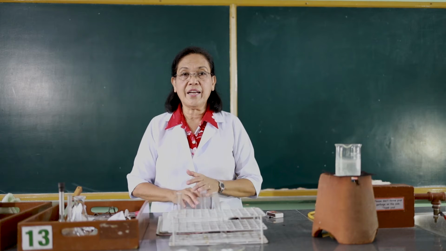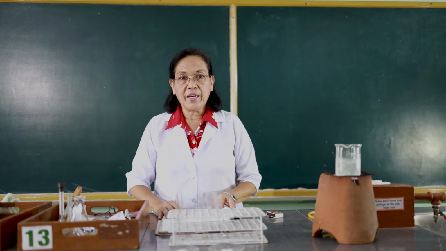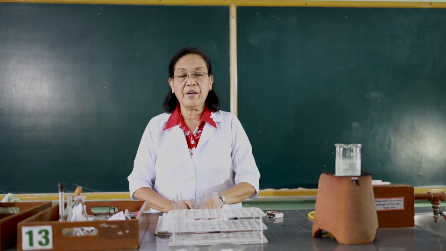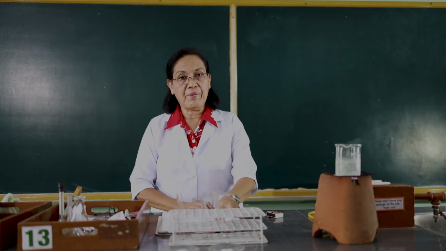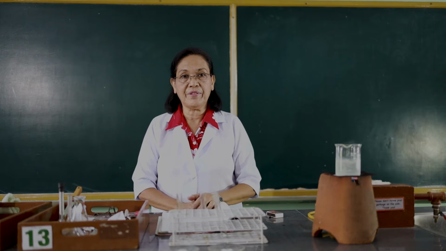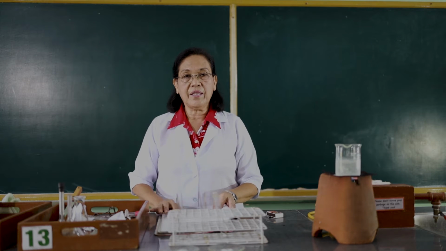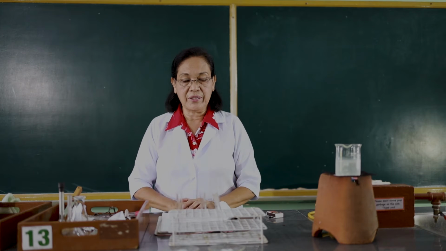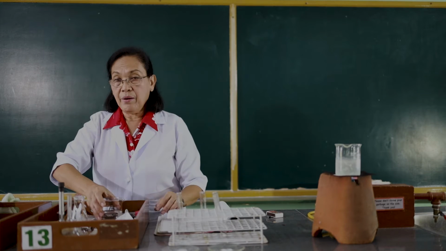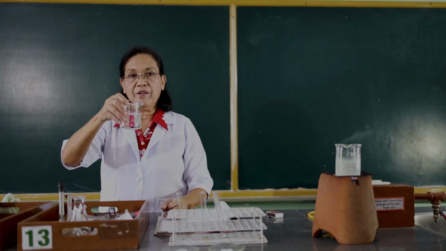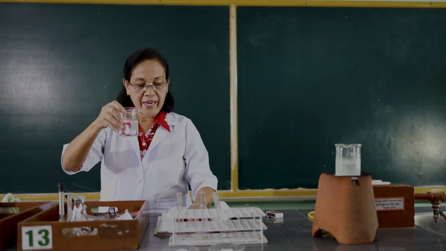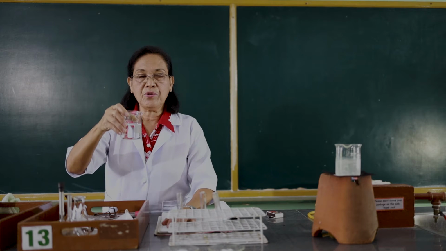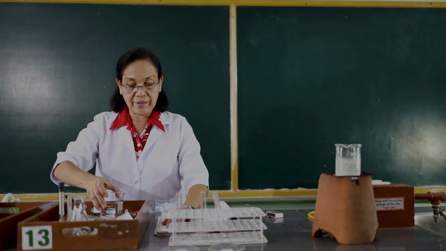Let's go to the hardness of water. Now, to prove the hardness of water, we will perform the following procedures. Number one, let us first have the soft water. Now, this soft water that we are going to use is the distilled water. We will get 10 ml of the distilled water, and we are going to add 1% soap solution into it.